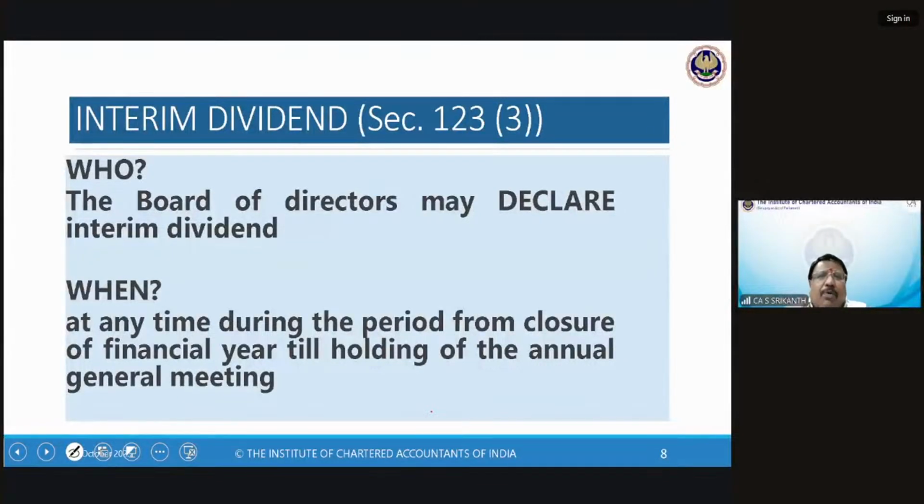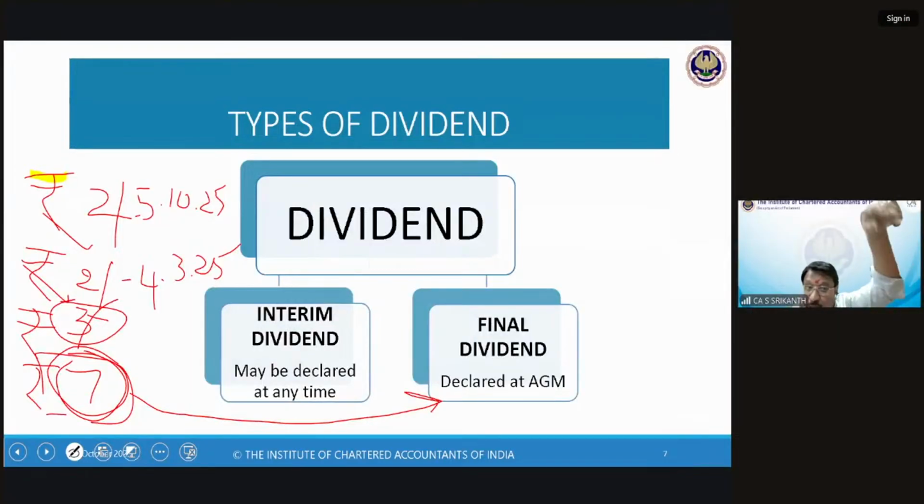So interim dividend is declared by the board of directors at a board meeting. They can do this at any time during the period from closure of the financial year till holding of the AGM. That means 1/4/2025, since 31/3/25 accounts got closed, till the AGM, maybe 30th September. Till then, any time you can declare interim dividend. But believe me, normally they would not declare interim dividend up to 30th September. They would prefer to finish the final dividend of the earlier year. The March final dividend balance, this 3 rupees, has to be paid now.